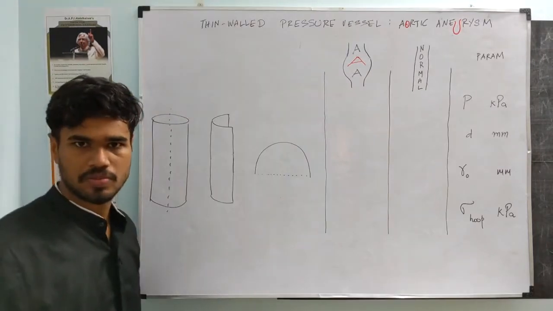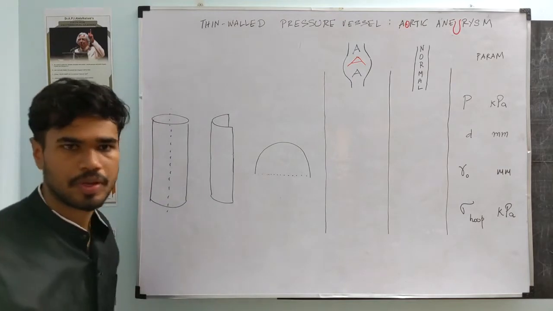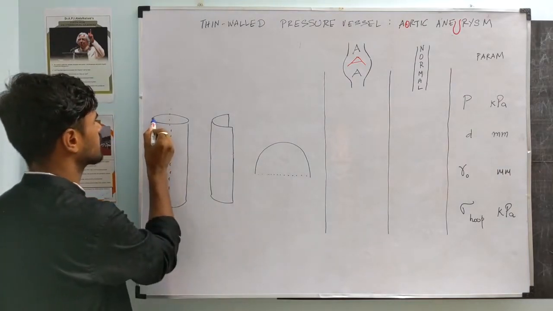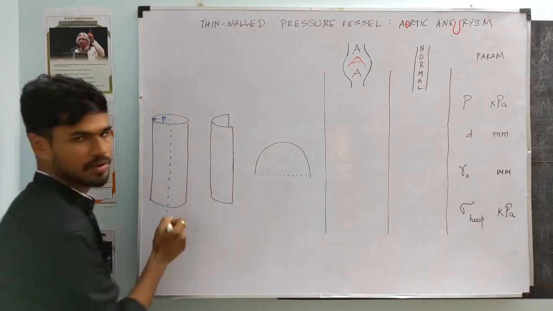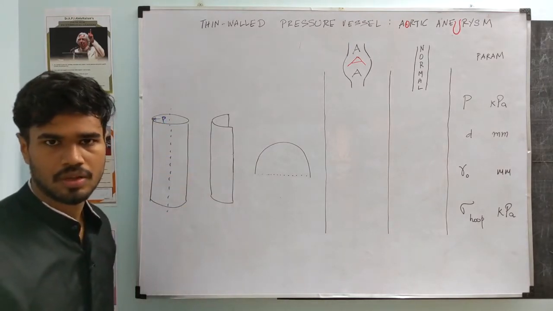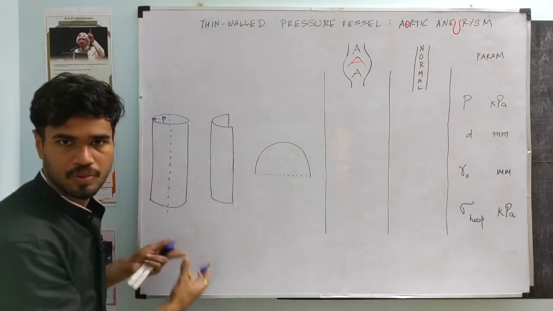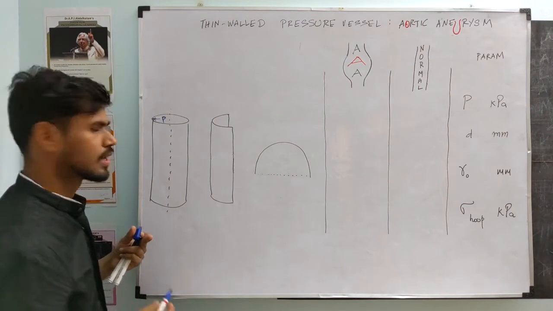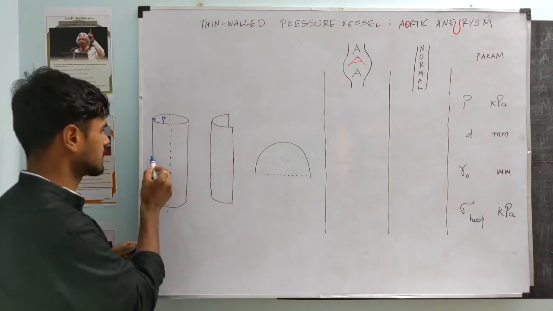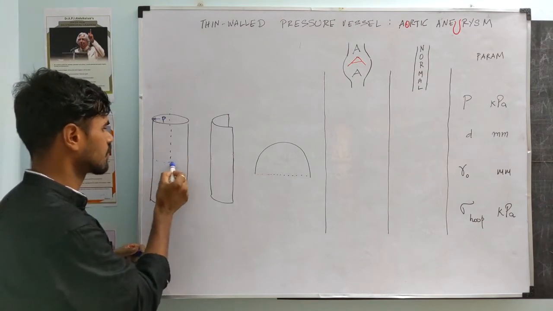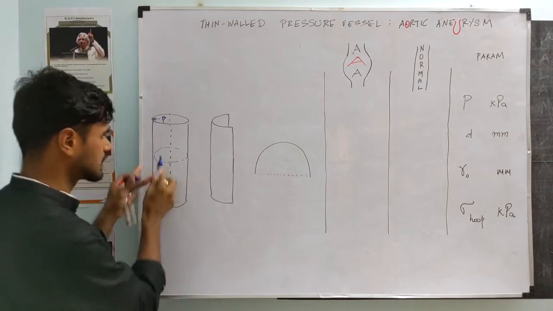So we are going to approximate the blood vessel, the aorta, as a cylindrical tube, and let's say there is a pressure P inside the blood vessel, all over the blood vessel. Okay, what we are interested in is the stresses in this tube, and the specific stress we are interested in is what happens to the stresses along the circumference of the tube. Okay, so this is very important.